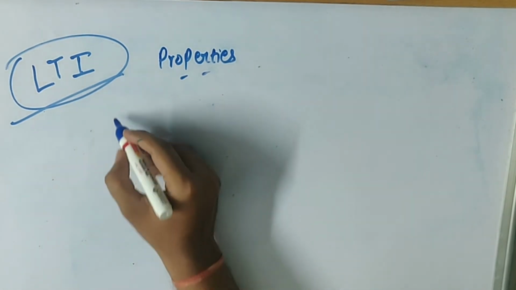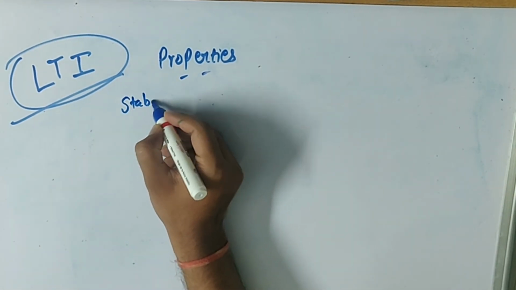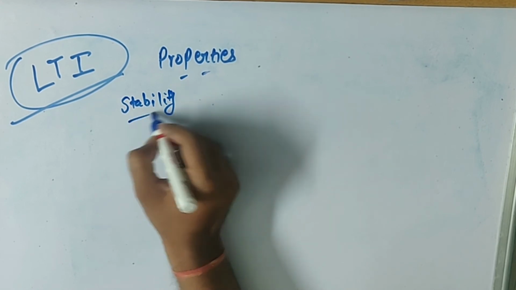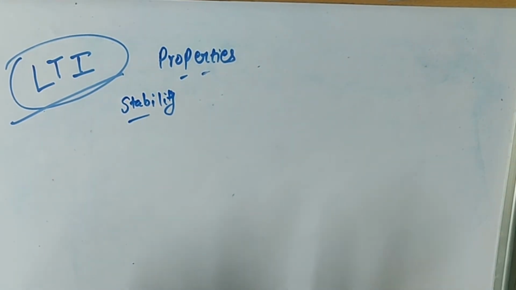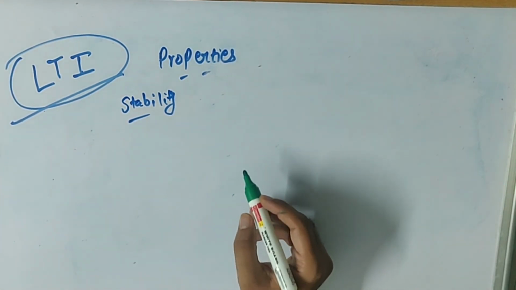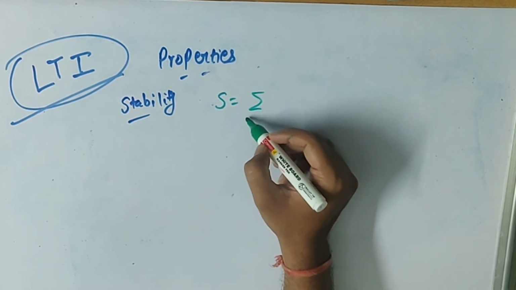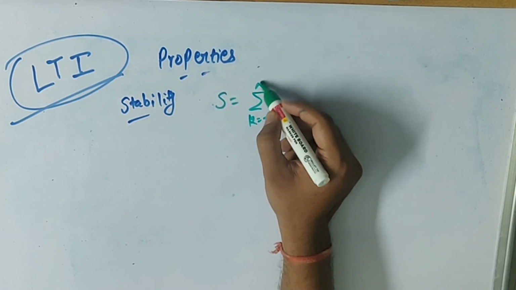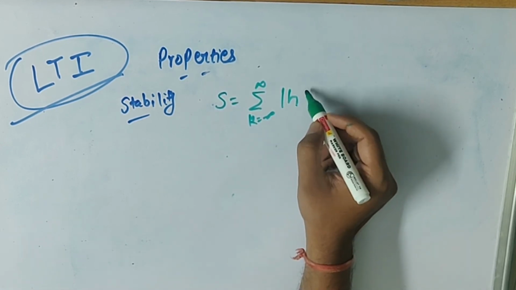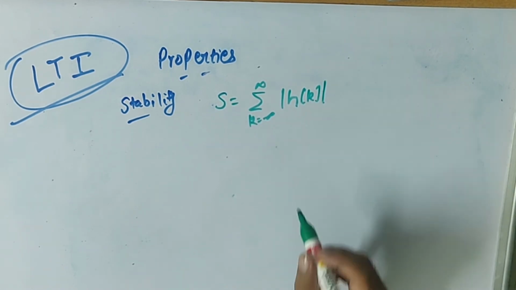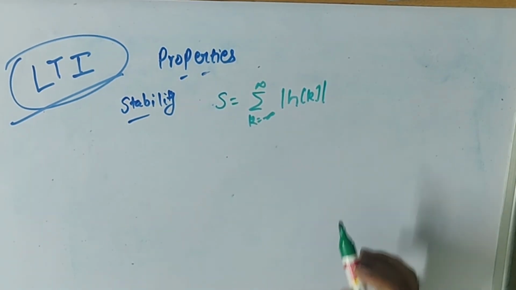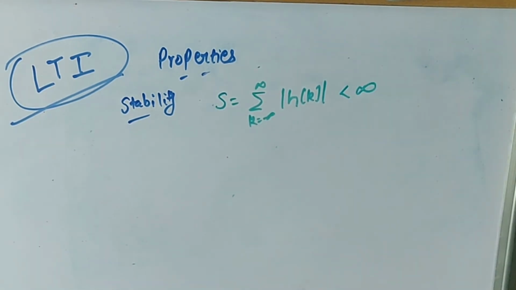Now comes the property of stability. For an LTI system to be stable, it should follow this equation. If the absolute sum of the impulse response is bounded, or less than infinity, we can say that the system is stable. This can be shown as follows.